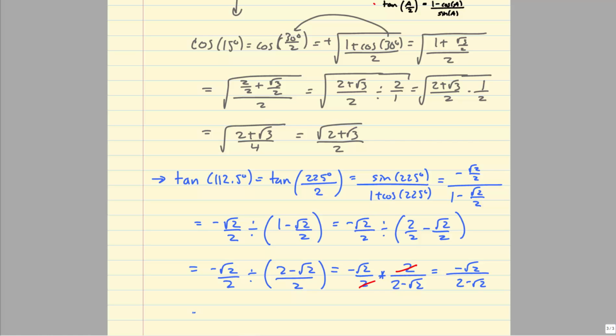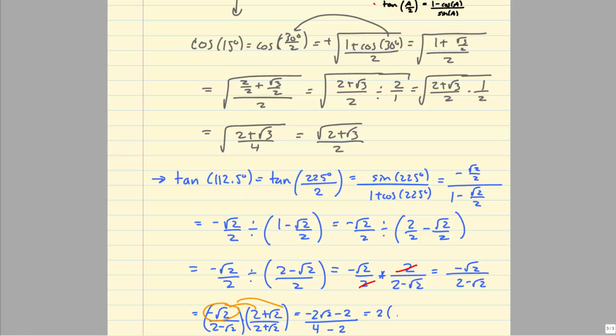Now we need to rationalize this denominator by multiplying by the conjugate. So this would be 2 plus root 2 over 2 plus root 2. So this is negative 2 root 2 minus 2. And that's by taking this value and distributing it. And then the denominator I'll FOIL. First, outside, inside, last. So I'll have 4, outsides and insides multiplied together cancel, minus the square root of 4, which is 2.